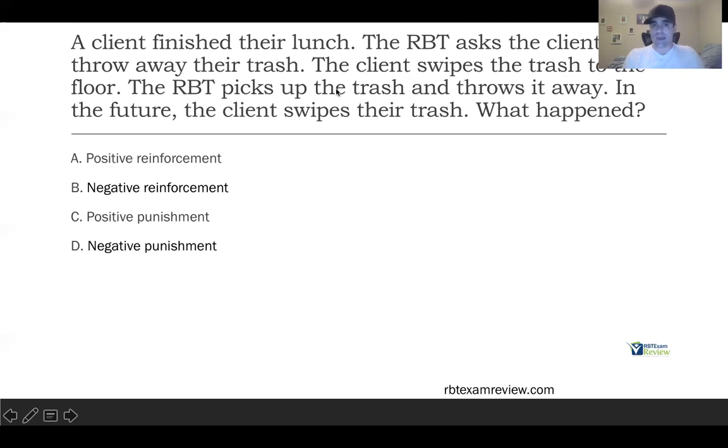So did something get added or does something get taken away? Is anything added in this scenario? No, nothing was added, right? This is the antecedent. This is the SD. But the consequence, which is the RBT picking up the trash and throwing it away, was a removal. And what happened, right? The demand was removed. So demand, behavior, consequence was removal of demand, which reinforced swiping. And in the future, the client swipes their trash. If we remove something and it's reinforced, what is it? It is negative reinforcement. Tricky question, but a good question.